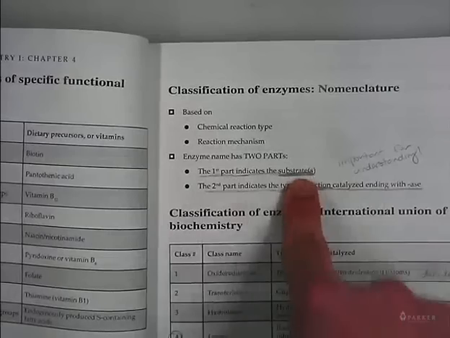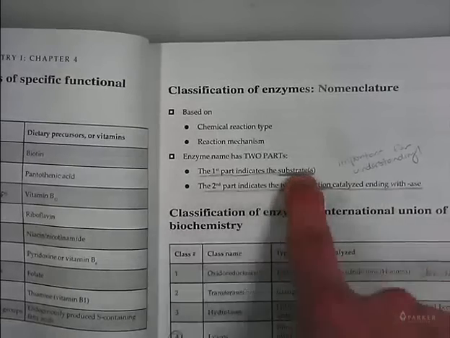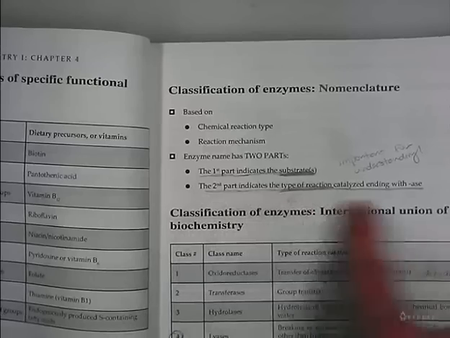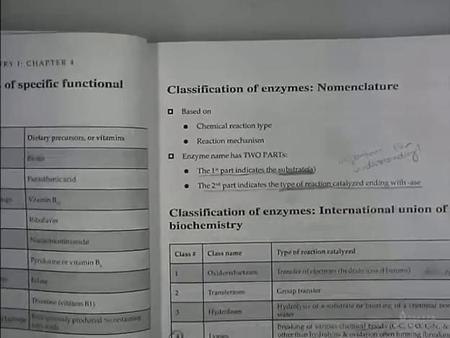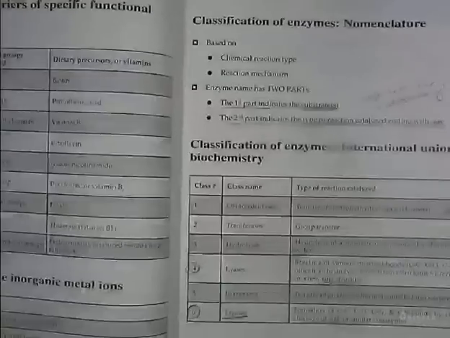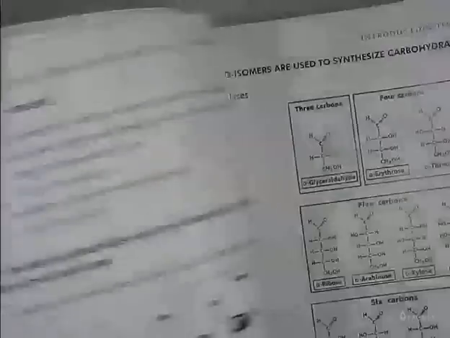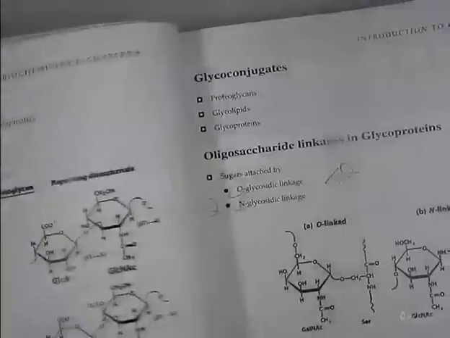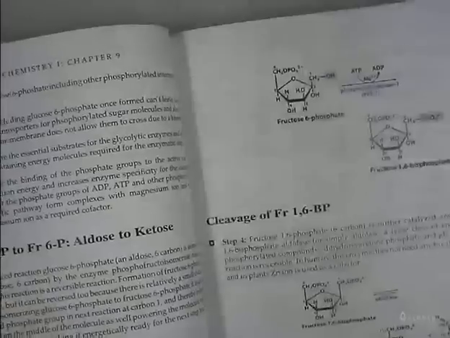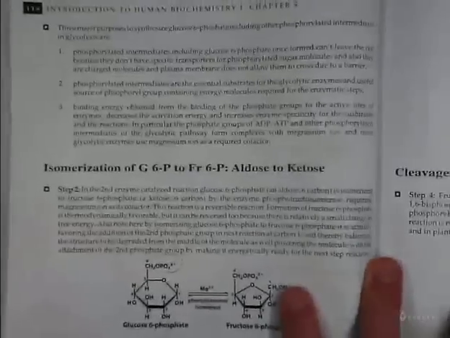First part talks about the substrates, so what's acting on. Second part is going to describe the type of reaction, and these are the different types of reactions. I went over that a lot. Let's just go over it now. I'll go over it again. We're on page 118.